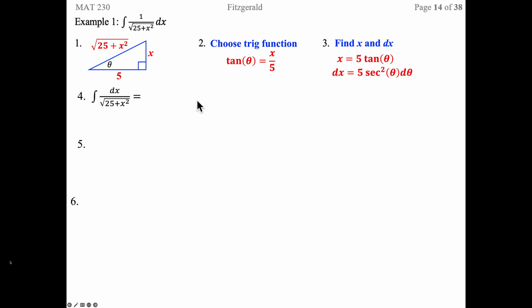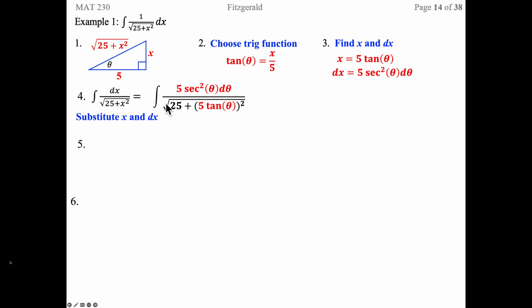Step 4, substitute in. Notice I took my dx and multiplied it to the 1 on the top. So if this was a 5 or a 3, factored to the front, it's a 1, so you can multiply your dx to the top. So 5 secant squared theta is going in the numerator. And for this x, I'm putting 5 tangent theta, and I'm going to square it.